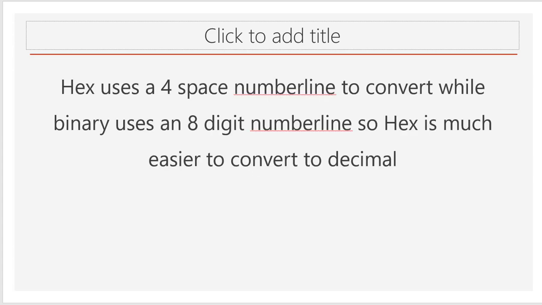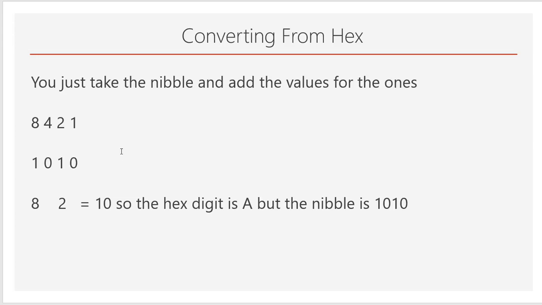All right. So now, hex is a lot easier to convert because it only uses a 4-bit number line, whereas binary has an 8-digit or bit number line, so we have to go all the way up to 128. So with hex, we only have to go up to the number 8. So we just take the nibble, if the nibble is 1010, and we convert it using our number line, 1248. And then we have 8 and 2, 8 and 2 equals 10, so the hex digit is A, but the nibble is 1010.